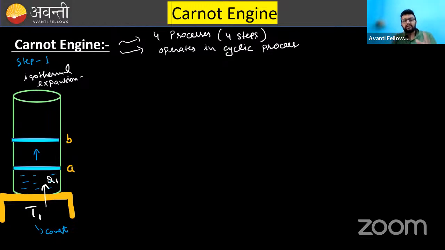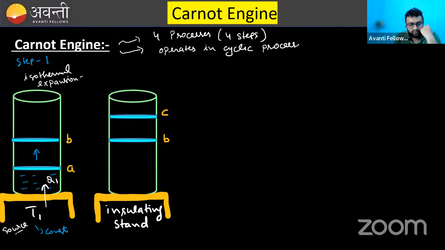In the first step, this thermodynamic system is kept in contact with a high temperature body, which is generally known as the source. Clear? And during the expansion, some heat is taken from the source, and let's suppose that heat is Q1 and the process is isothermal expansion.